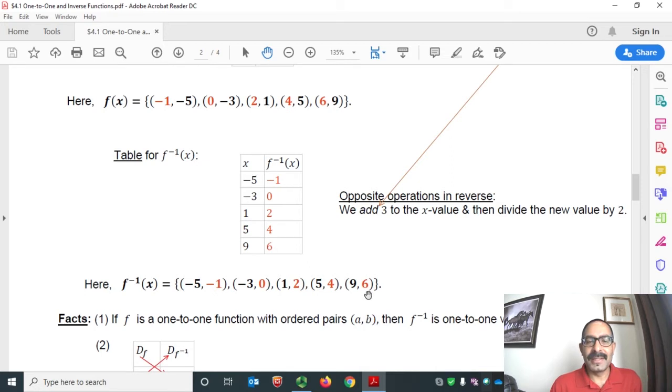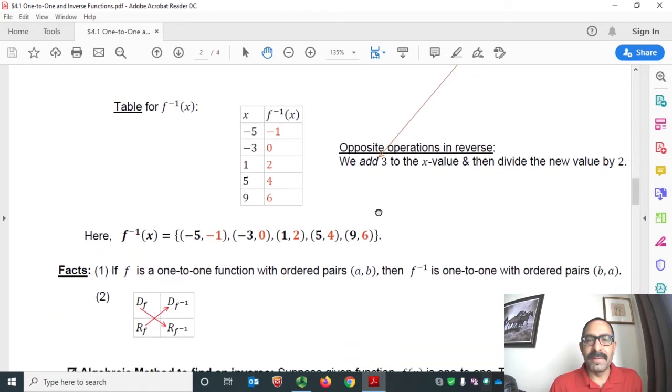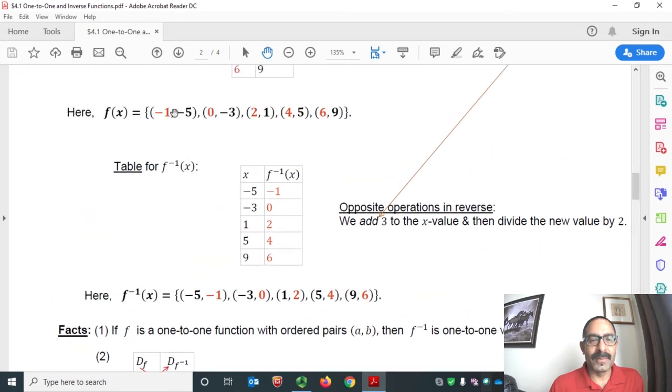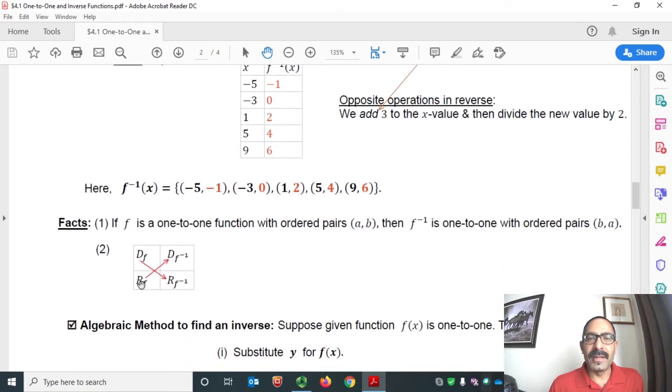I hope this discussion makes sense to you all. So the facts: fact number 1, if f is a one-to-one function with ordered pairs (a, b), then its inverse is one-to-one with ordered pairs (b, a). You saw this from these two examples, right? Great. And fact number 2, the domain of f is the range of its inverse, and the range of f is the domain of f inverse. Great.